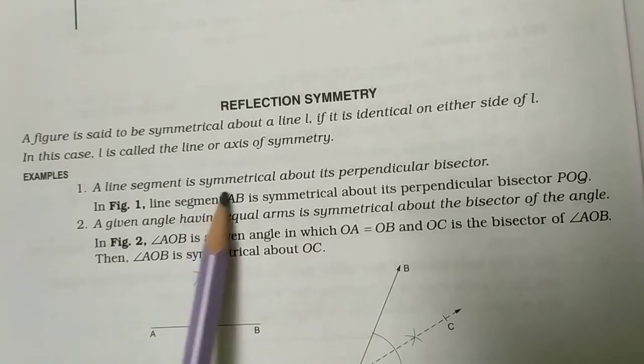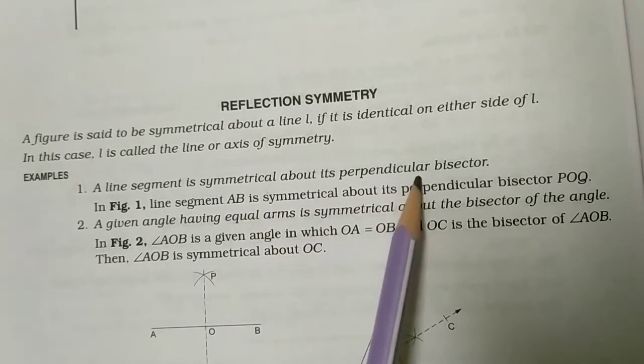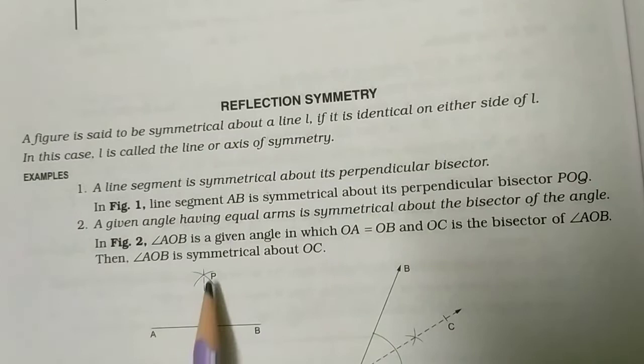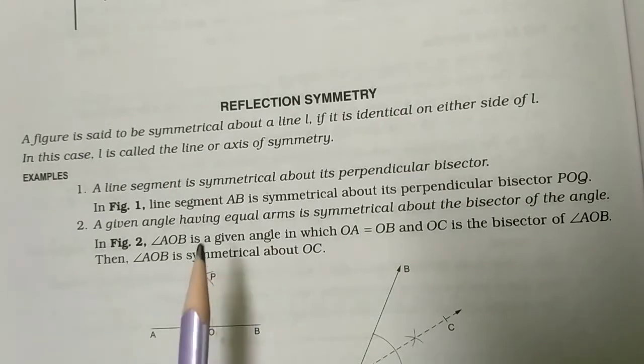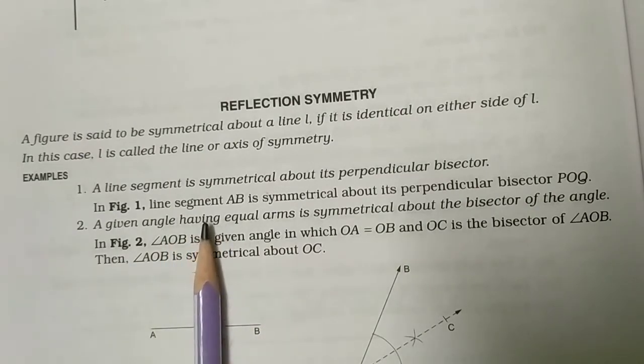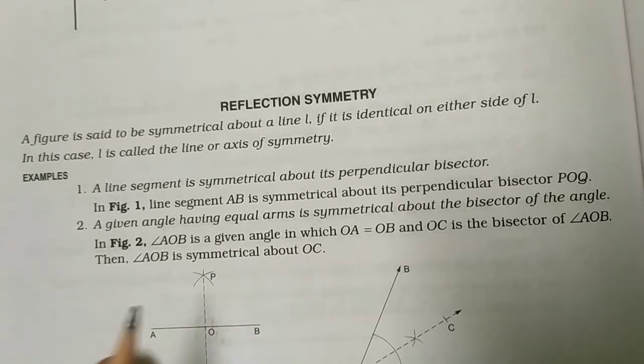A line segment is symmetrical about its perpendicular bisector. This is the figure. This is line AB, and this is the perpendicular bisector of AB. So OA equals OB, and these four angles are each 90 degrees. So OPQ, POQ, this is the line of symmetry, since both sides of this line are identical.